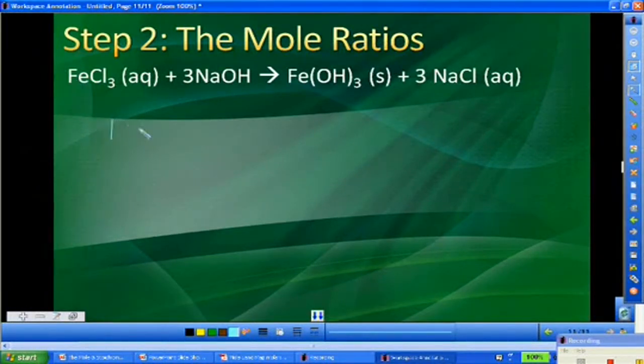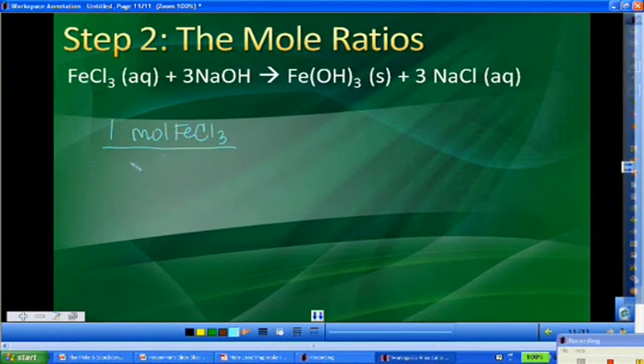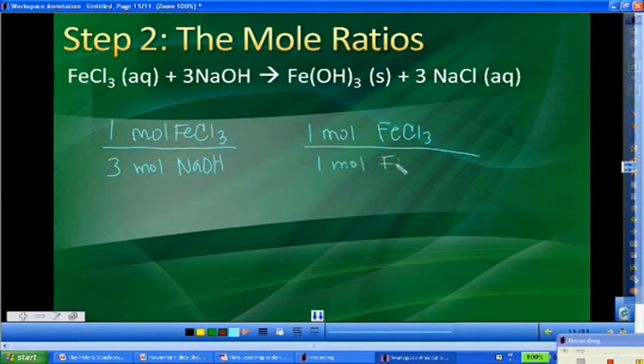We can say 1 mole of iron 3 chloride over 3 moles of sodium hydroxide. So we have made a mole ratio between the two reactants. Now we can also do this between a reactant and a product. So we can say 1 mole of iron 3 chloride over 1 mole of iron 3 hydroxide.